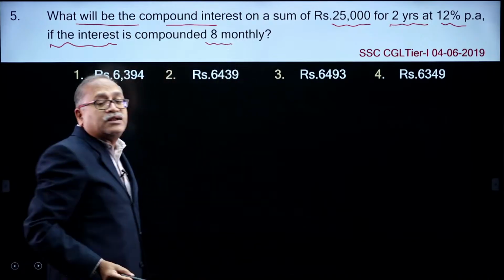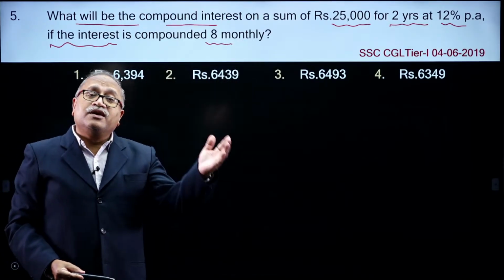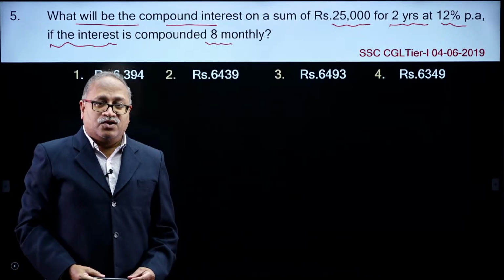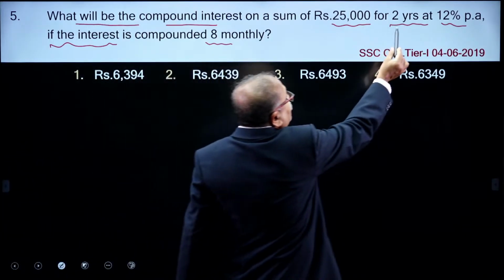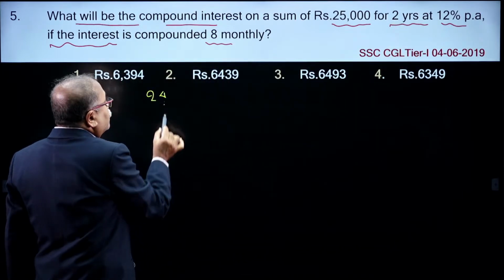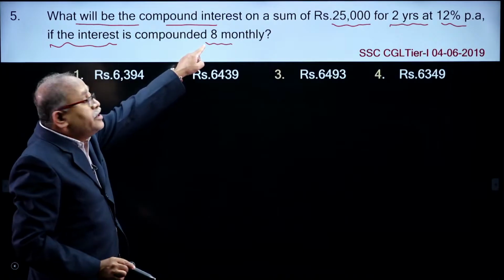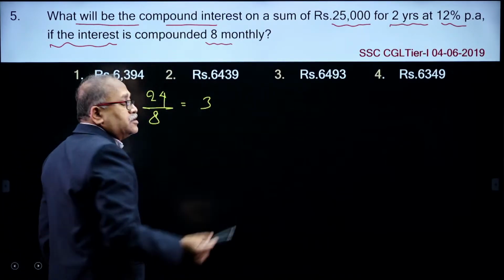Compounded 8 monthly, it is not compounded yearly, compounded 8 monthly. Okay. So, compounded 8 monthly means here 2 years is there. I know that 24 months, it is compounded 8 monthly. So, how many 8s are there? So, obviously 3 8s are there.